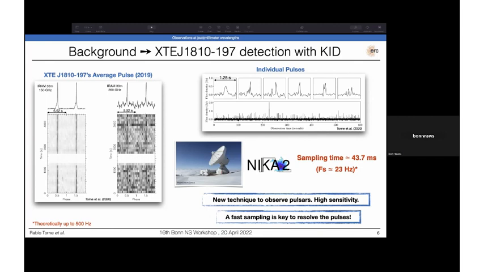So these things are sensitive. The Magnetar, of course, is very bright as well. Flat spectrum, and so on. So it worked, right? So this kind of technology can be used to observe pulsars.